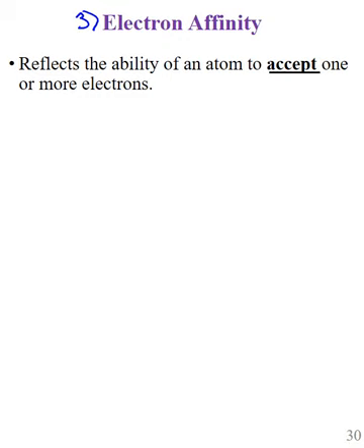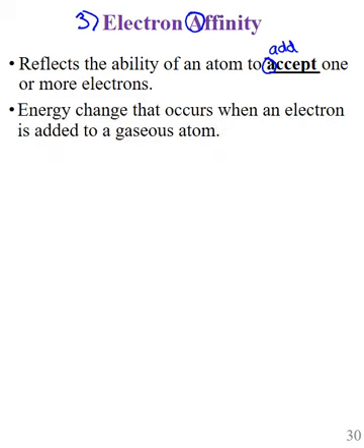How I remember electron affinity is A affinity, so you have A accept. Another way you can think of it is you're adding an electron. It's the energy change that occurs when an electron is added to a gaseous atom. So for example, here I have fluorine and I'm adding one electron to it.